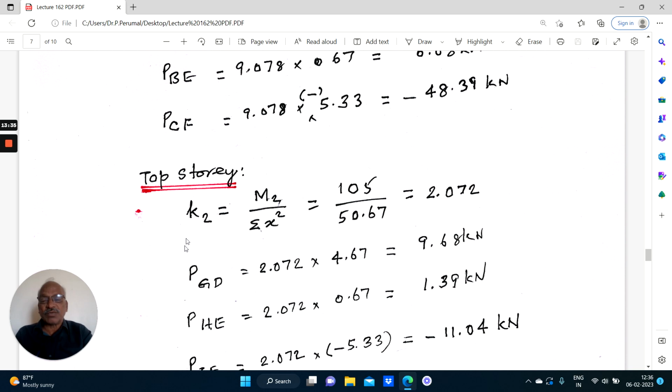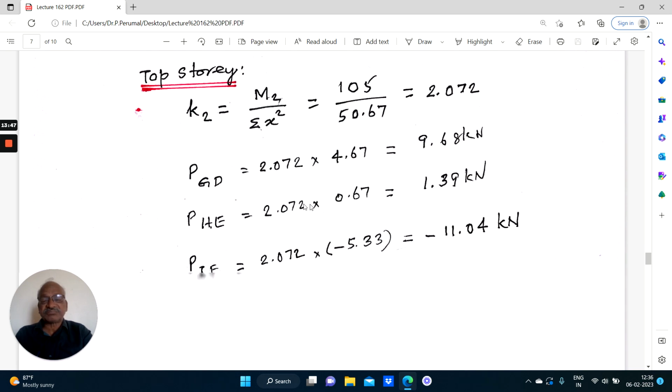Similarly, K2 for the top story is M2 by sigma x square. M2 of 105 was already calculated, and sigma x square is 50.67. So for the left side column, the first column, K2 is 2.072 into the distance of 4.67. This is the tensile force. For the second, middle column, 2.072 into 0.67 gives this value. For the column IF in the top story, it is minus 11.04. It is compressive. You have to remember the minus, and it is a compressive force.